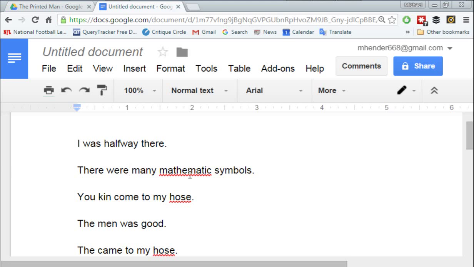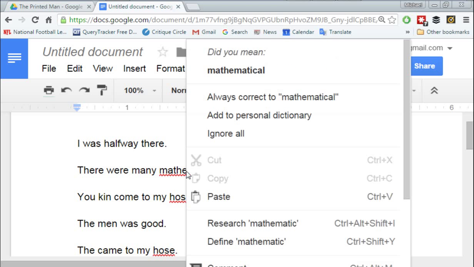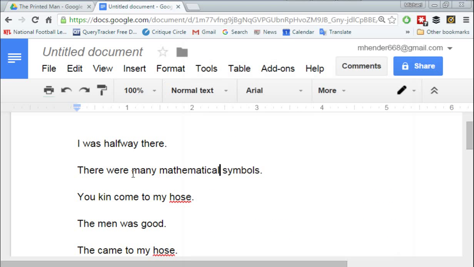Mathematic symbols. Well, on the surface, maybe it doesn't seem so bad, but actually that's not the right word. And it caught it. The word is mathematical symbols. That's one thing that will make you look foolish if there is a word like this that you get wrong. And this thing will detect it.